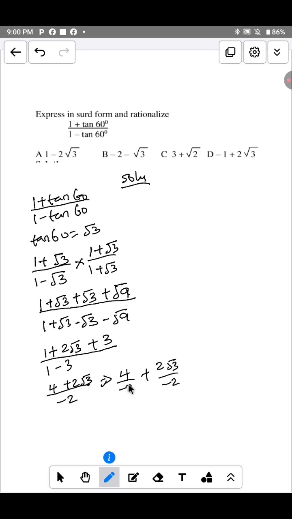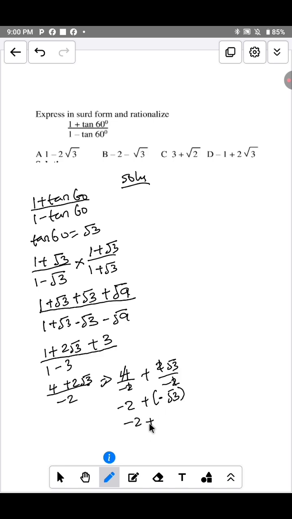So 4 divided by minus 2 gives us minus 2. So here we have a minus 2, plus. Then 2 root 3 divided by minus 2 gives us minus 1 here, so this minus affects this plus here. Let me put this as minus, open bracket, minus root 3. So plus times minus gives us minus. So the answer is equal to minus 2.